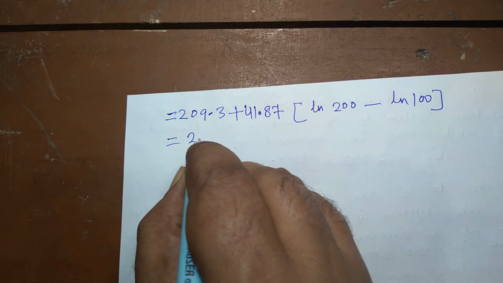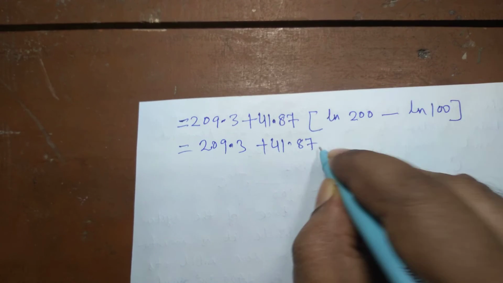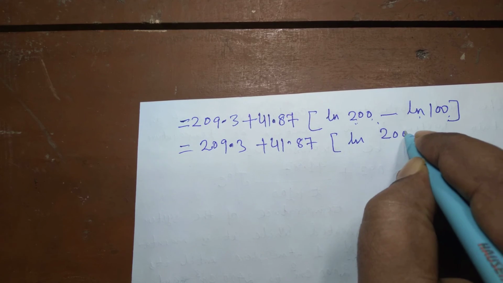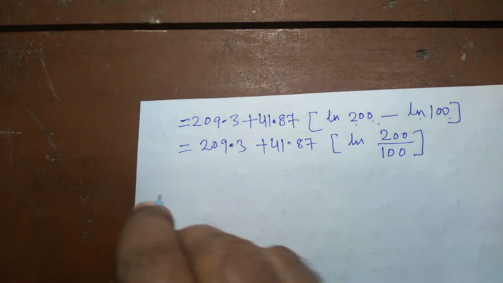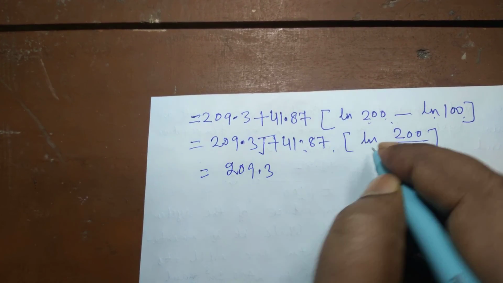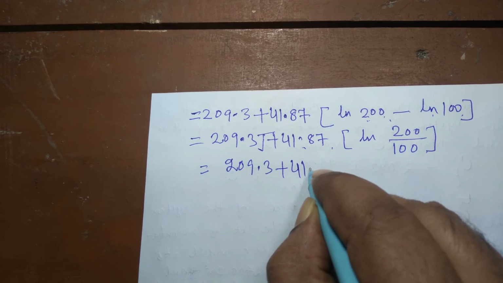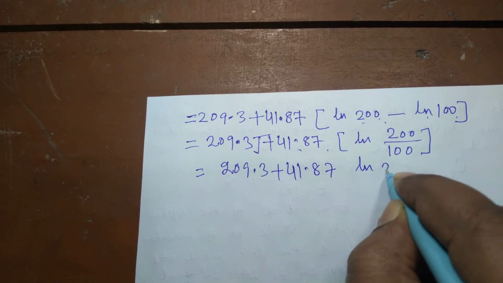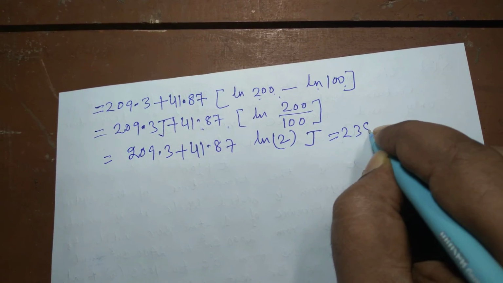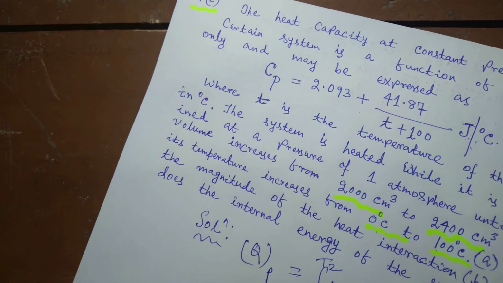So this is equal to 209.3 plus 41.87 ln 200 by 100, since ln b minus ln a is equal to ln b by a. This is equal to 209.3 joule, again in terms of joule, plus 41.87 ln 2 joule. This is equal to 238.32 joule. So this is for the first bit, find the magnitude of the heat interaction.